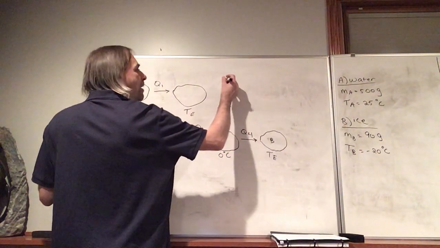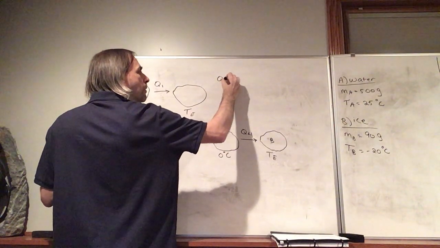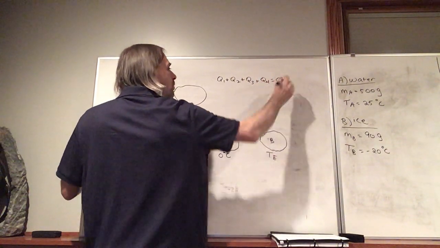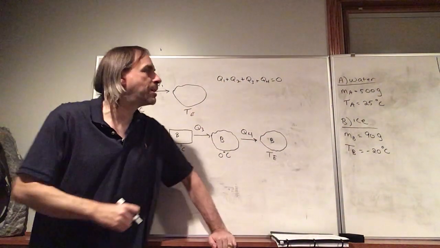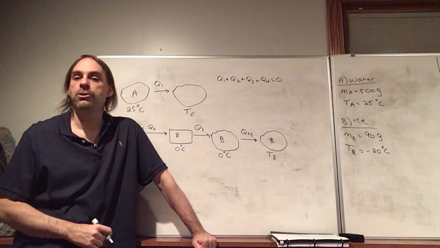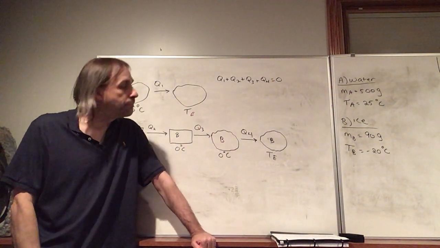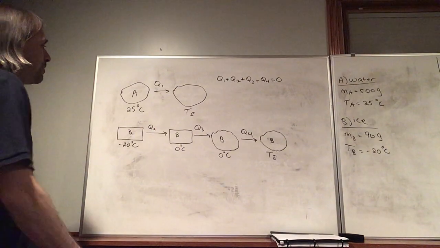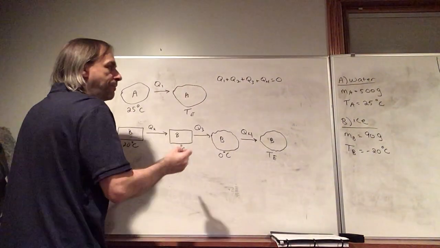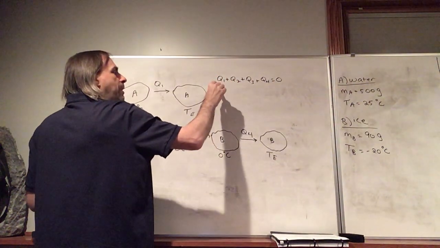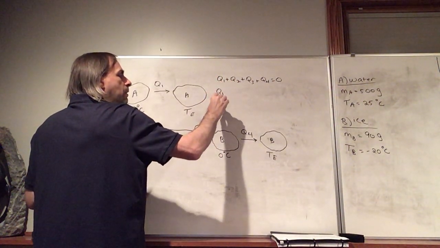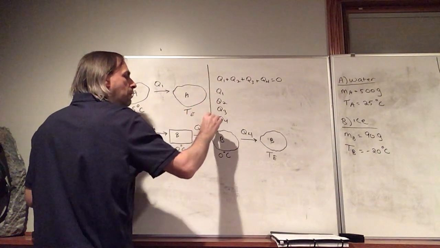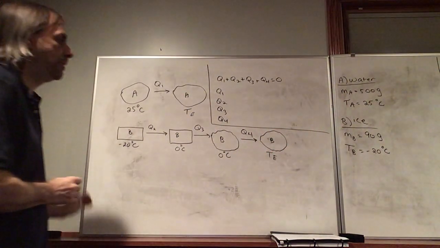So again, the basic idea, we have Q1 plus Q2 plus Q3 plus Q4 equals 0. So again, we're making this assumption that nothing is escaping into the environment. Not a perfectly valid assumption, but we're still keeping things simplified a bit. Now, I don't have room to write this whole equation, so what I can do is just write out Q1, Q2, Q3, and Q4. I'll write these terms out individually.